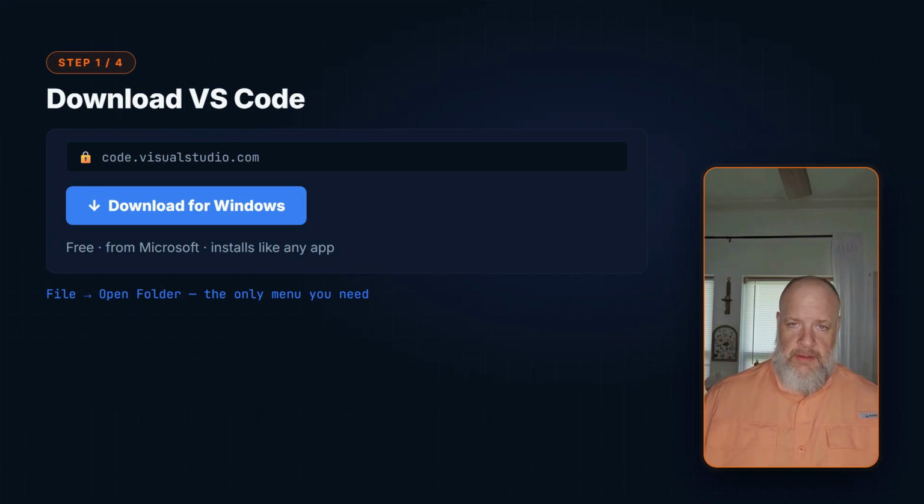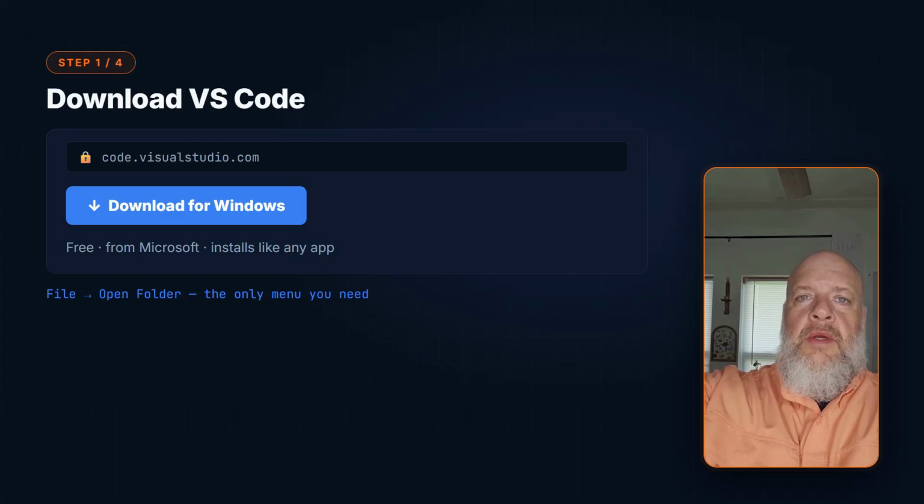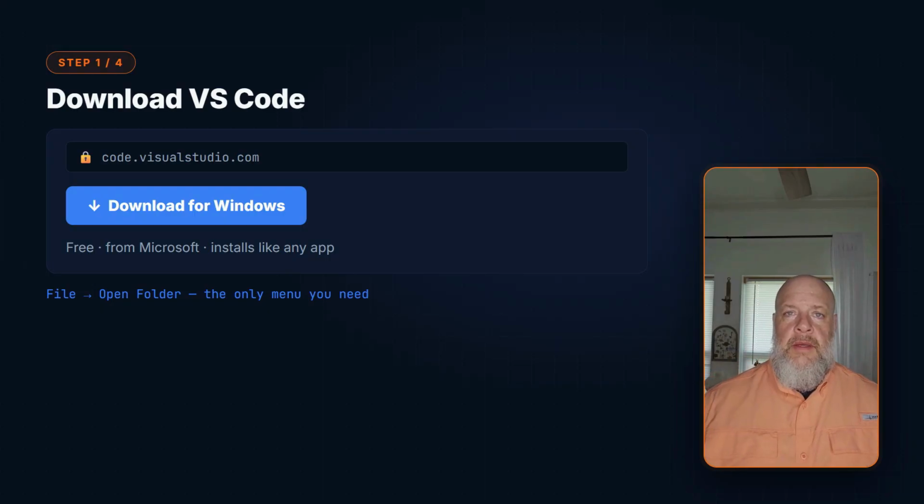Let's go. First, go to code.visualstudio.com and hit the big download button. I'm doing this on Windows because, let's be real, most of us are on Windows, but it's the same on a Mac. Run the installer, click next a few times, done. It's free. It's from Microsoft. It's the same program 1 million developers use every day. Now open it up. It's going to look intimidating for about 90 seconds. Ignore almost everything. The only thing you care about is File, then Open Folder. That's it. VS Code is a fancy window into a folder.